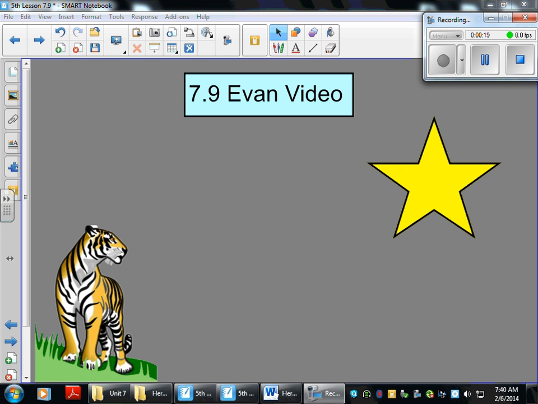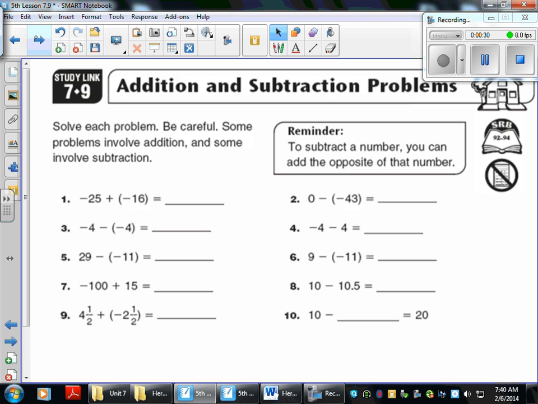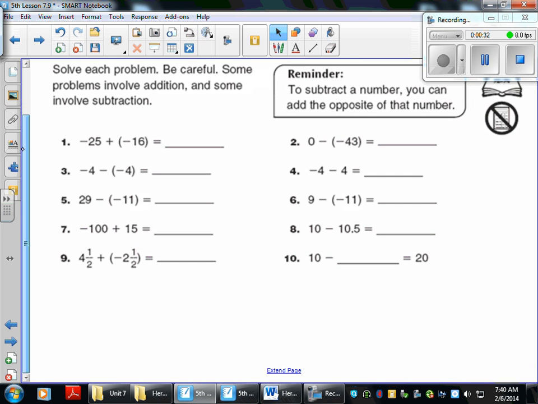This sheet's going to have some review problems where we're adding negative numbers, which we talked about the previous day. But when we're subtracting negative numbers, I want us to always remember that leave, add, change rule. Let's look at study link 7.9, which you should have for homework tonight.